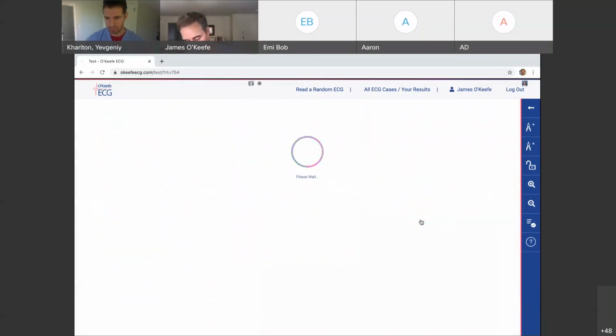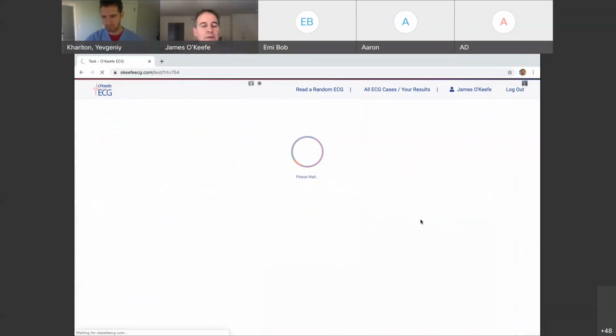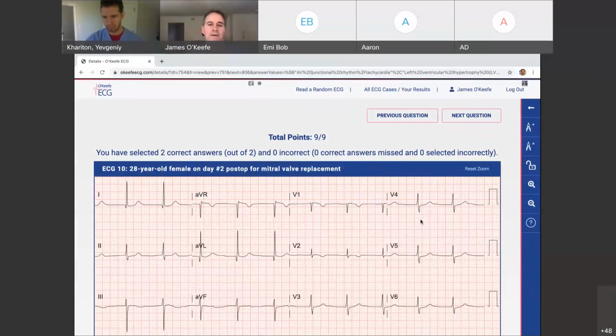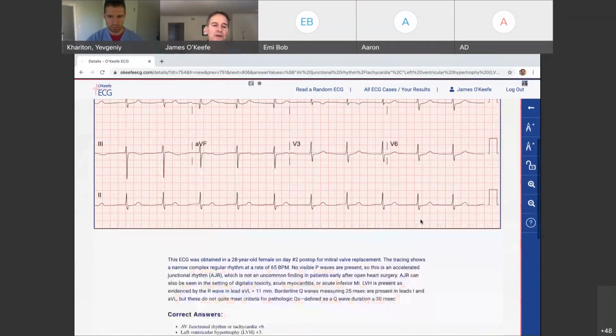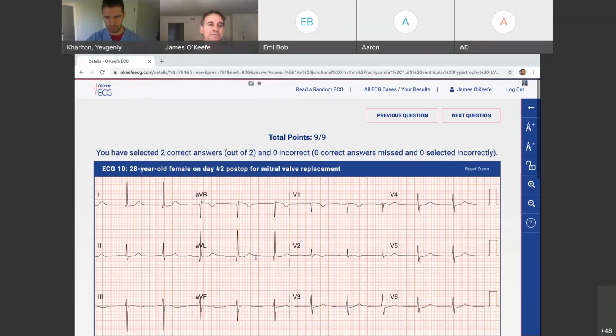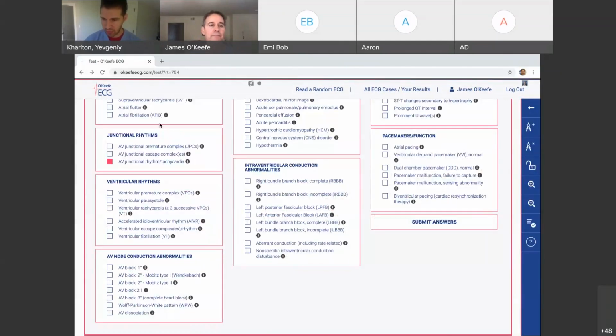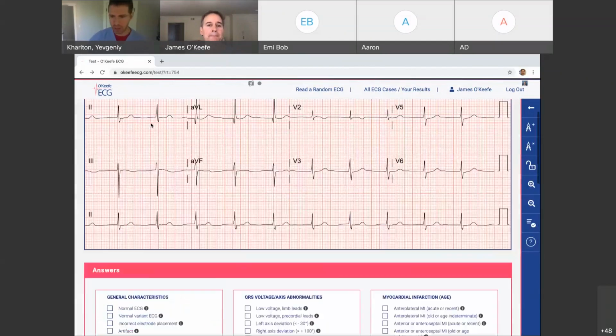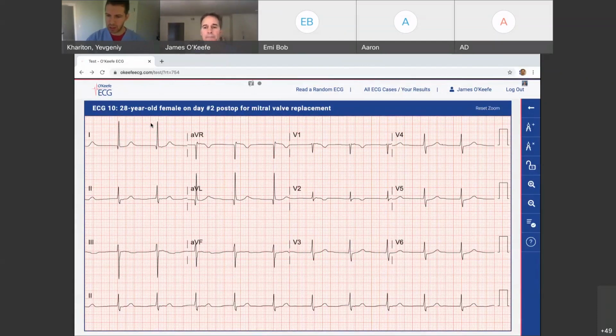Usually they give you about 3 minutes per ECG for the boards. So yeah, accelerated junctional rhythm like acute myocarditis, digitalis toxicity, acute inferior myocardial infarction, or early post-op like in this case. Two quick questions on this one, Dr. O'Keefe, as far as calling left axis in the setting of LVH, as well as how specific we need to be in terms of coding left anterior fascicular blocks.